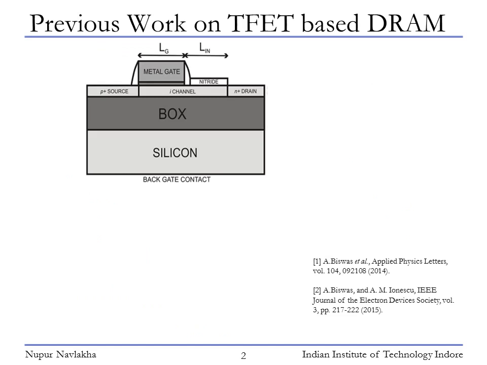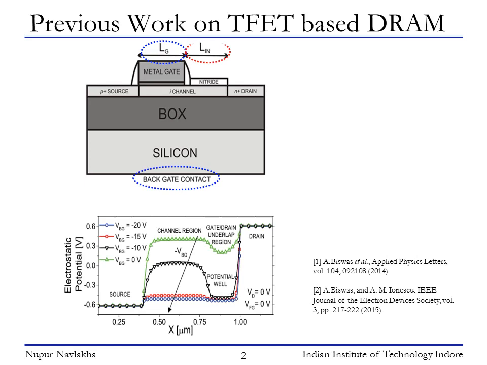The design utilized a front gate of 400 nanometers, partially covering the intrinsic region, while the back gate covered the complete intrinsic region. The back gate creates a potential well at the underlap region of 200 nanometers.